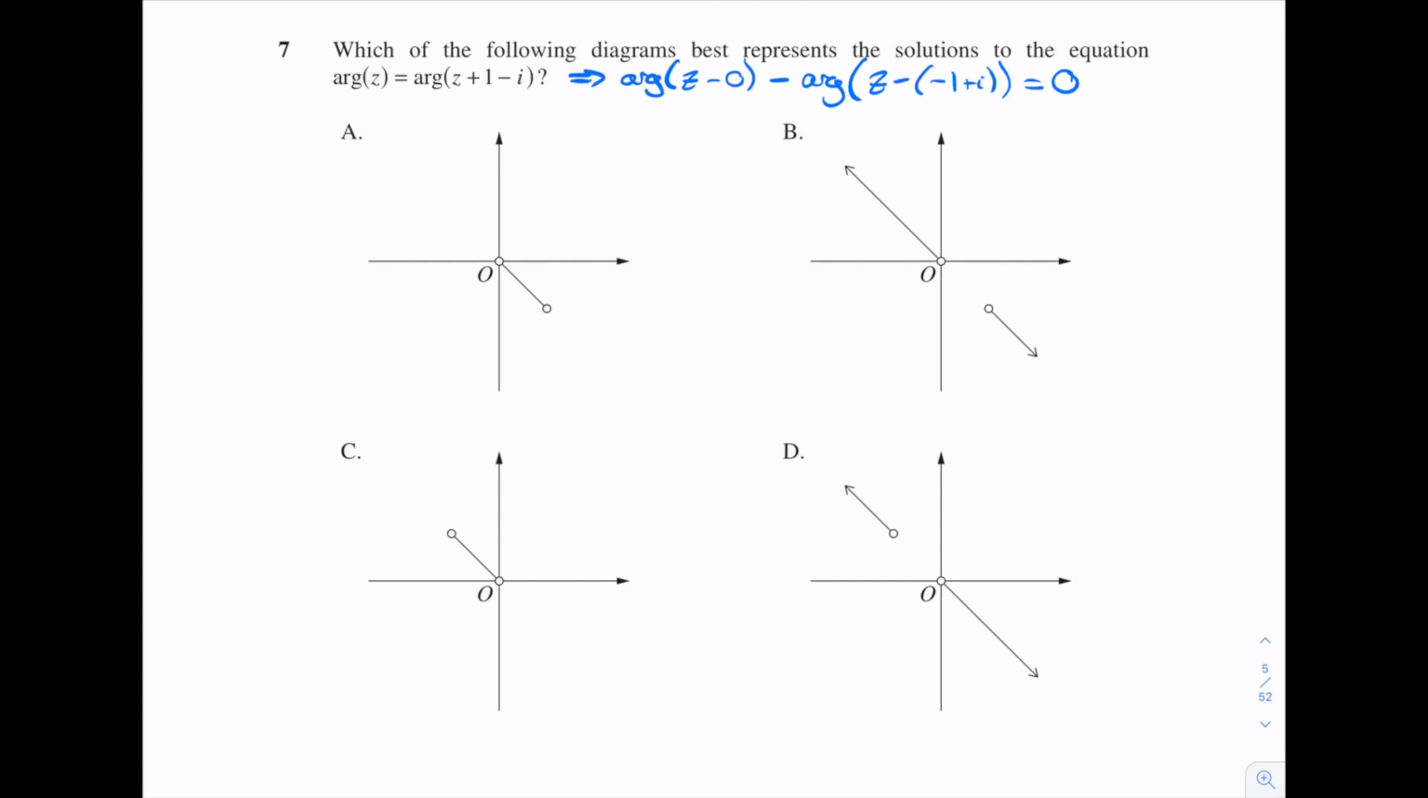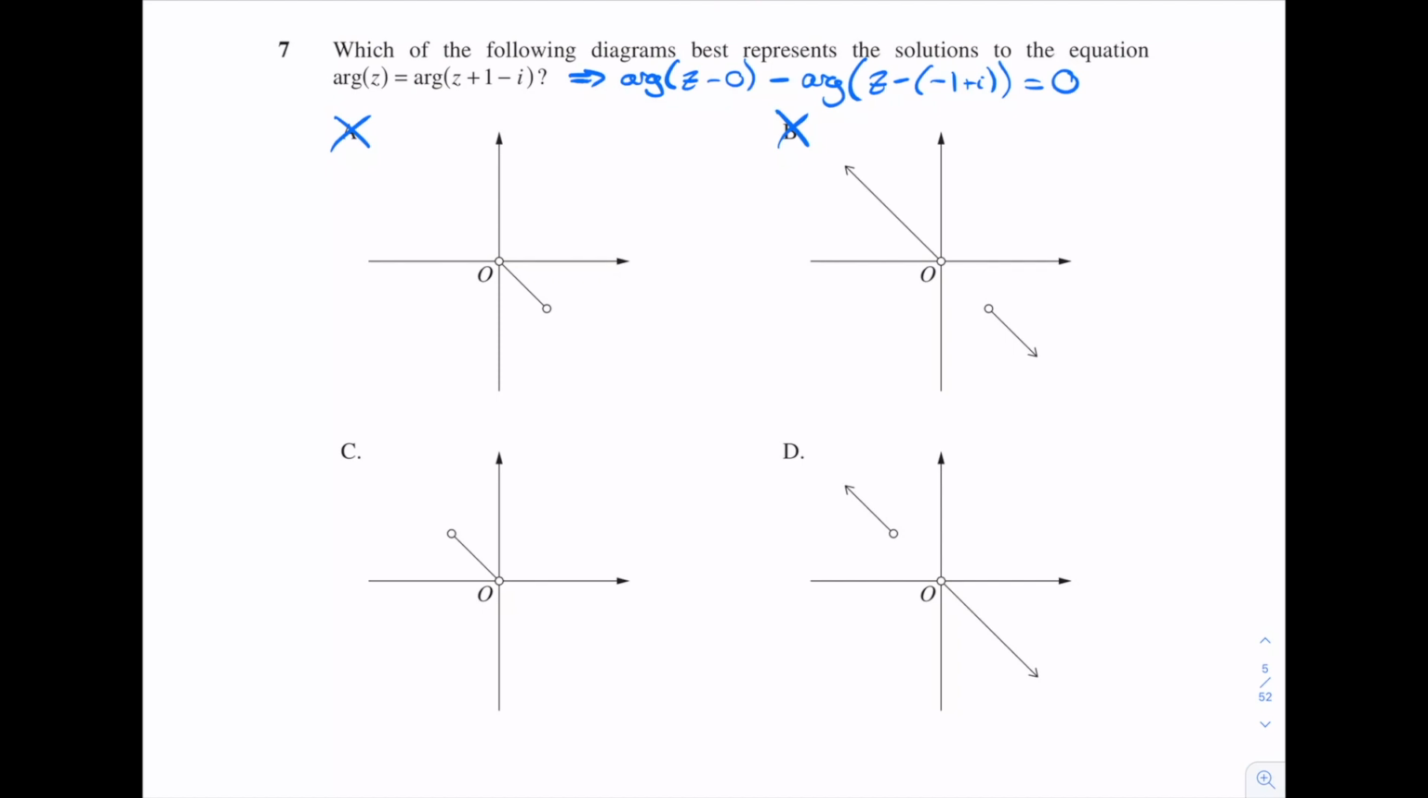And the reason I do that is because I know that this is going to be related to the complex numbers 0 and negative 1 plus i. And if I look at my options, the first two, A and B, are not looking at negative 1 plus i, they're actually looking at 1 minus i. So I'm going to cancel those out already. I already know that those are wrong.